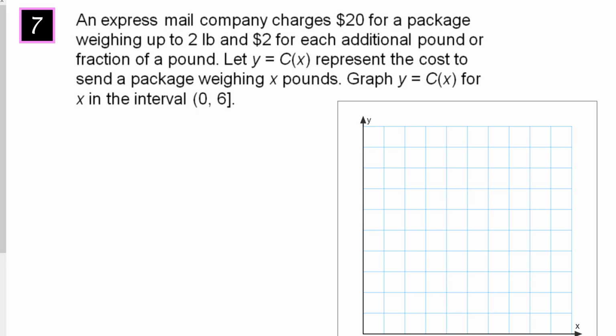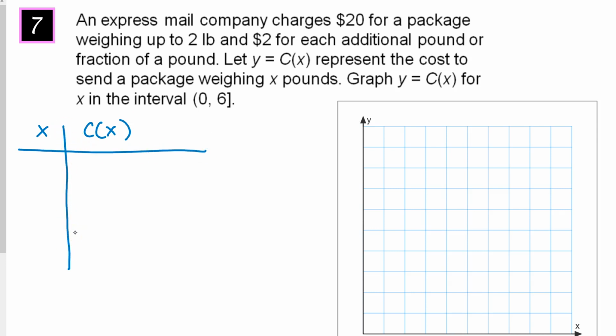An express mail company charges $20 for a package weighing up to 2 pounds and $2 for each additional pound or fraction of a pound. Let's let y equals c of x represent the cost to send a package weighing x pounds. Graph the function for x in the interval from 0 to 6. Well, the first thing I want to do actually is just kind of make a table of the weight, x, and the cost, c of x.